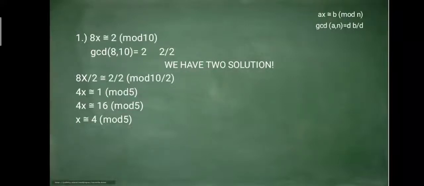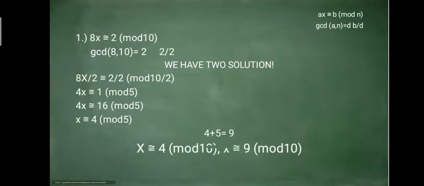So 4 is one of the solutions. Let's find the other solution. We will use the easiest way to find the other value, which is to simply add 5. So 4 plus 5 is 9. And our 2 solutions are x ≡ 4 mod 10 and x ≡ 9 mod 10.